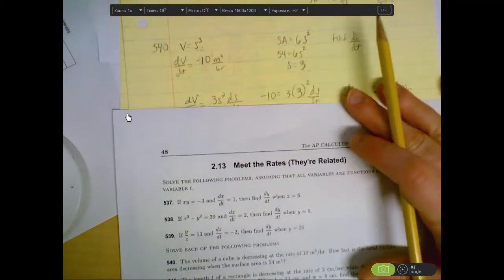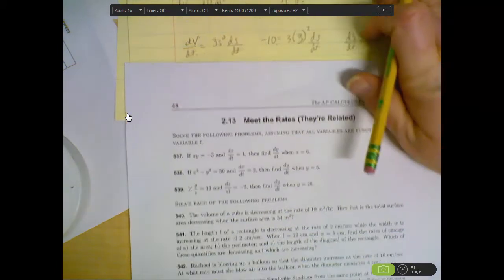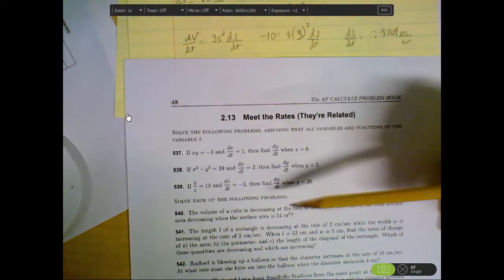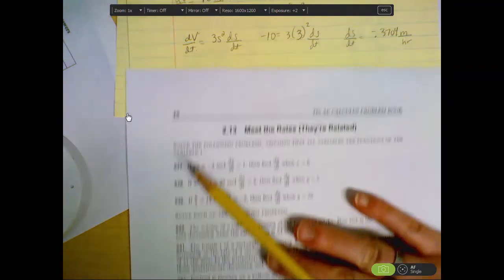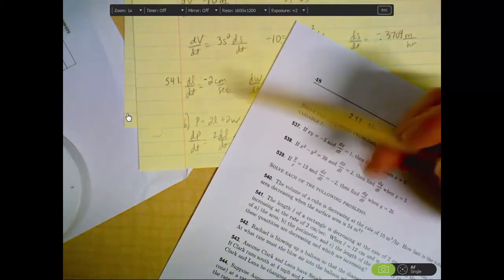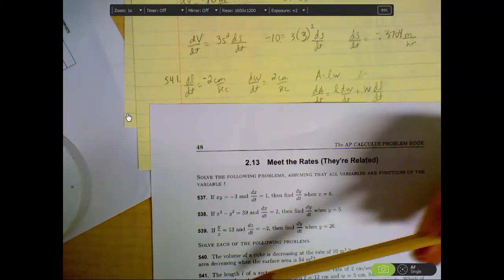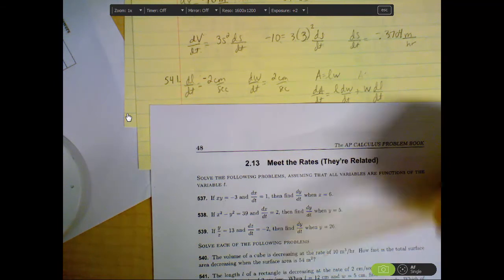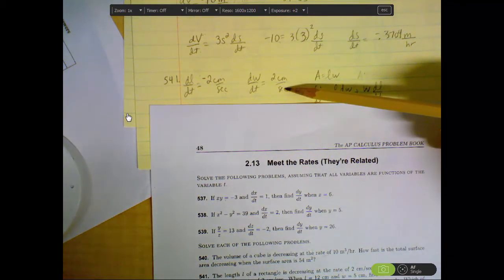I promise. Let's look at 541. The length of a rectangle is decreasing at the rate of 2 centimeters per second. So dL/dt is -2. That's the first thing I write down. The next thing I know, the width is increasing at 2 centimeters per second. So dW/dt is +2 centimeters per second.